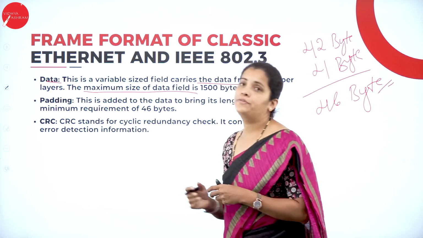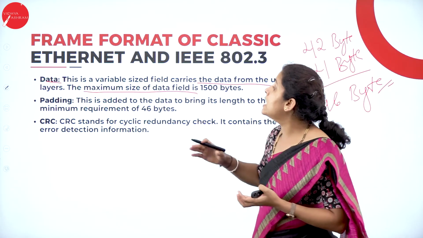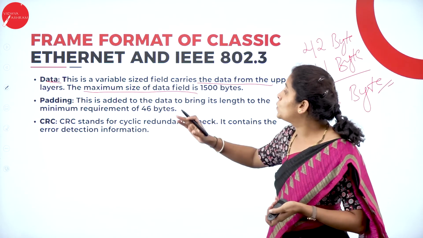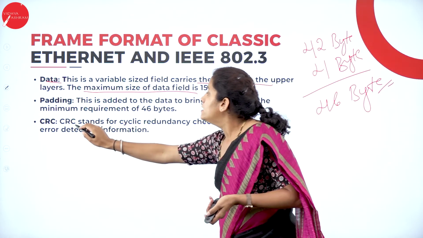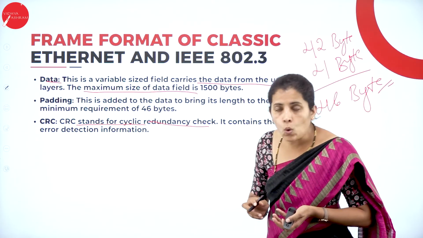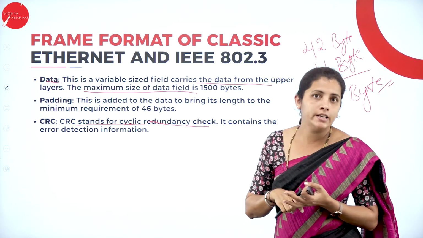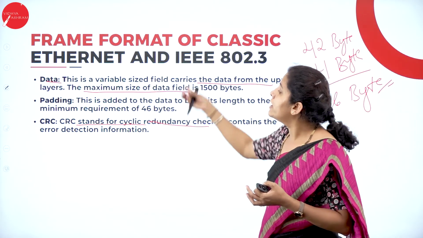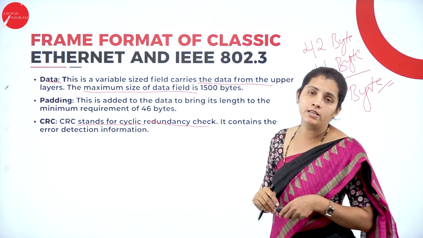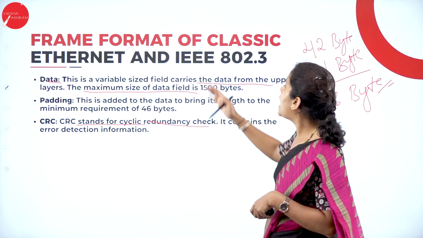The last field here is CRC. So what is CRC? CRC is cyclic redundancy code. It stands for cyclic redundancy check or code. It contains the error detection information. So it is an error detection technique. These are some of the fields of the IEEE 802.3 standard.